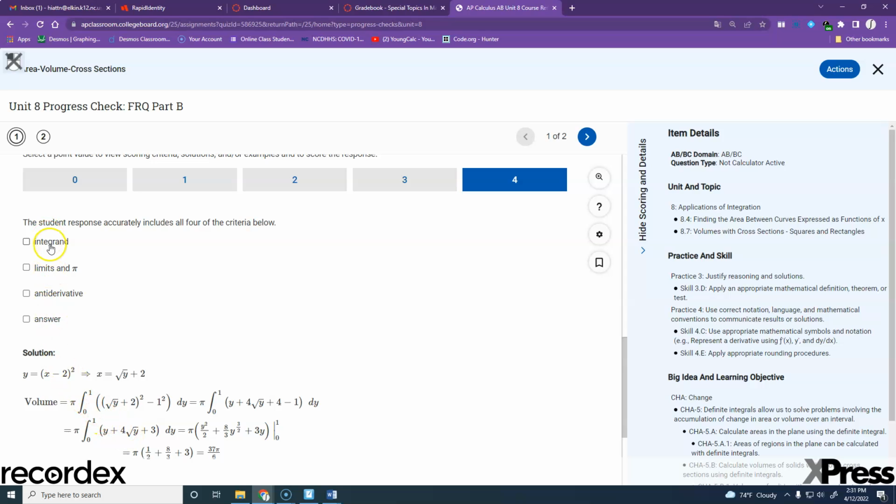Because I would give them a point for the integrand if they're integrating square root of y plus 2 squared minus 1 squared. And if they integrate that correctly, so if they get the y squared over 2 plus 8/3 y to the 3/2 plus 3y. Okay, then they didn't have the minus 1 squared. Yeah, if they don't have the minus 1, I would just give them 1.